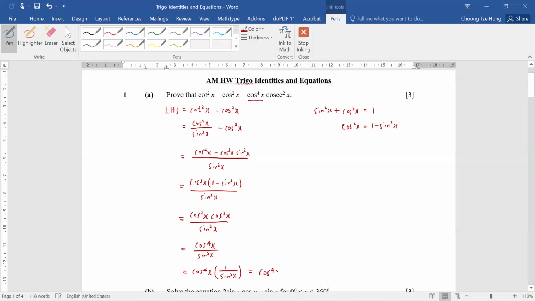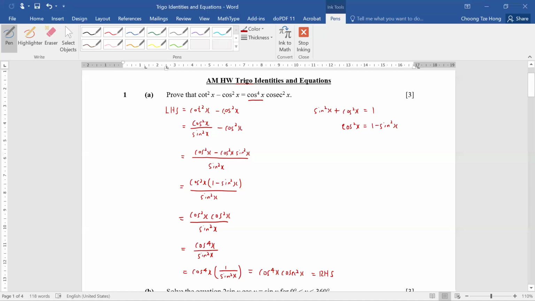So it equals the right hand side. This is the way you prove a trigo identity. Start from the left hand side, work, and then go to the right hand side. It should be one directional, so definitely don't work on both sides of the equation at the same time. Start from one side and go to the other side.